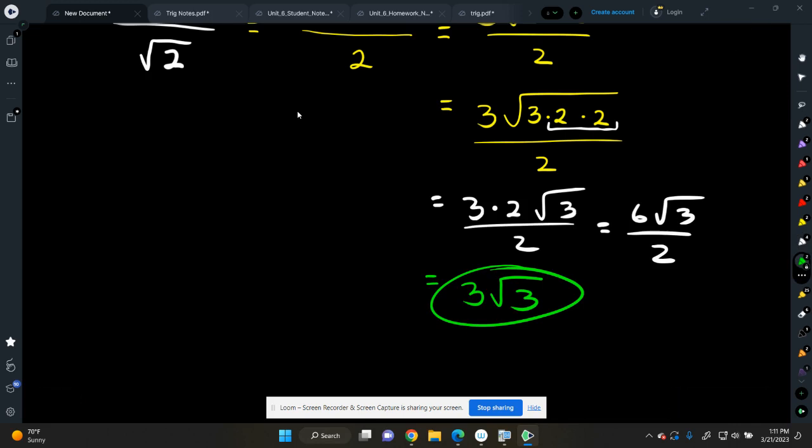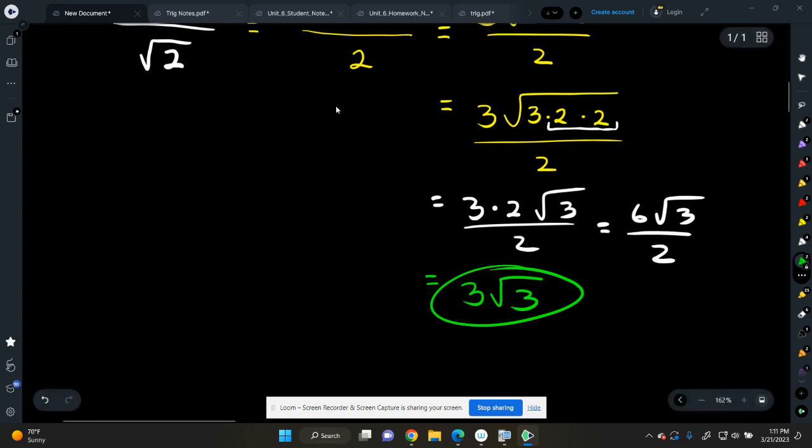Okay. These potentially have a lot of steps, because we divided this 6 by 2. You just have to keep chugging along until you feel like it's fully simplified.